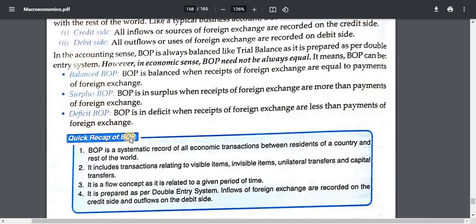Quick recap of BOP. 1. BOP is a systematic record of all economic transactions between residents of the country and the rest of the world. 2. It includes transactions relating to visible items, invisible items, unilateral transfers, and capital transfers. 3. It is a flow concept as it is related to a given period of time. 4. It is prepared as per double entry system. Inflows of foreign exchange are recorded on the credit side and outflows on the debit side.